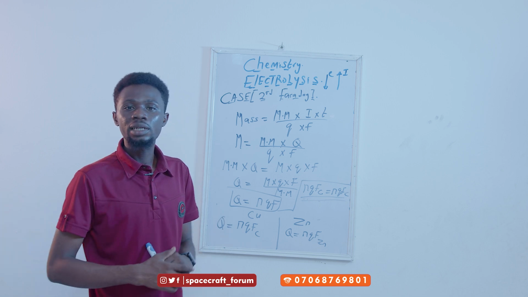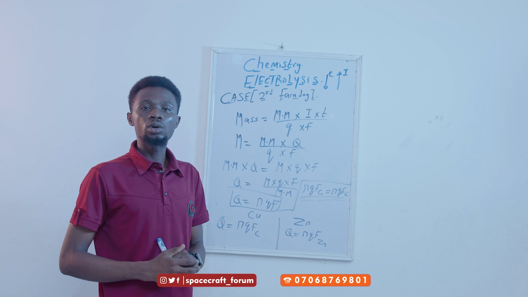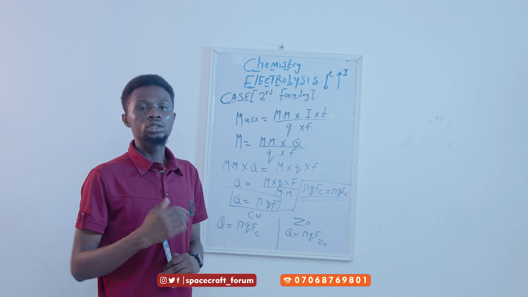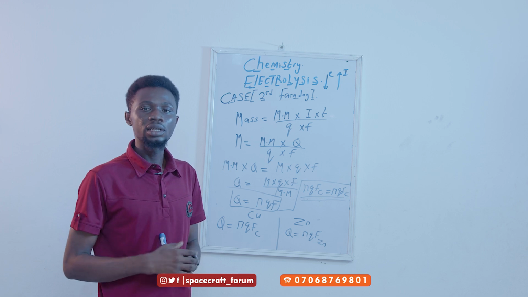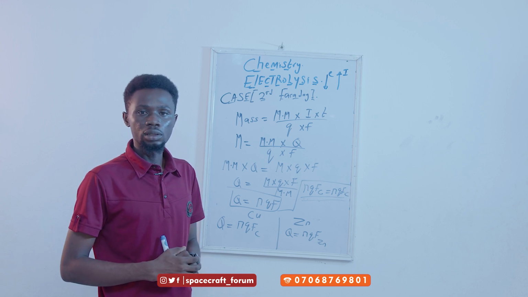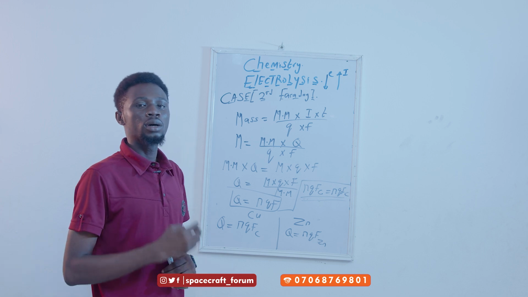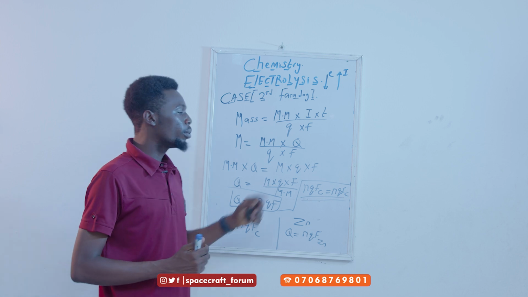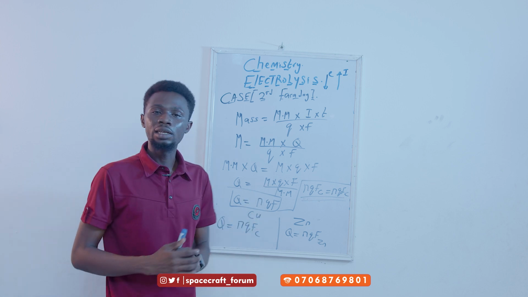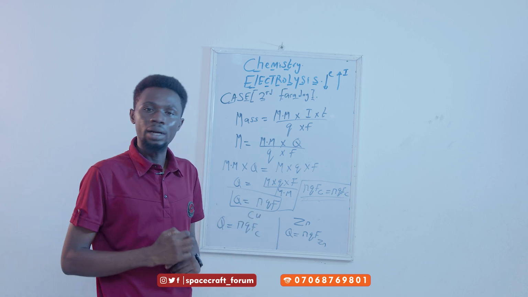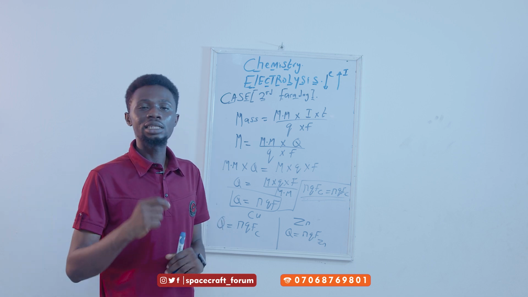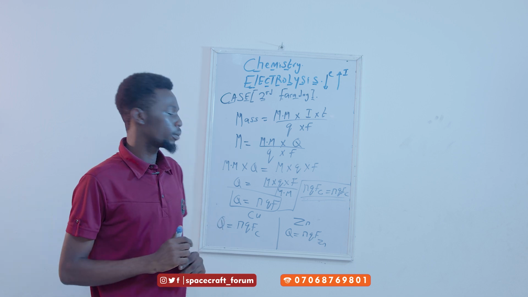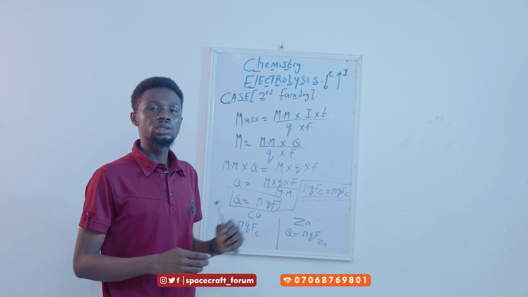The first formula under second law of electrolysis is: mass of copper over chemical equivalent of copper is equal to mass of zinc over chemical equivalent of zinc. While the second formula under case 2 is number of mole times charge of the element times Faraday of copper is equal to number of mole times charge of the element times Faraday of zinc. So let's solve questions using these two formulas.